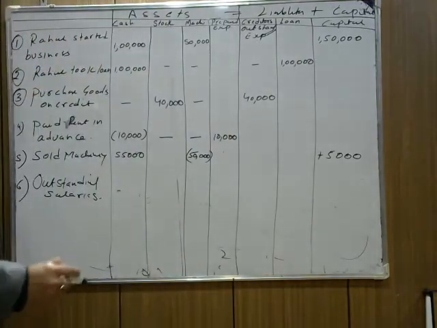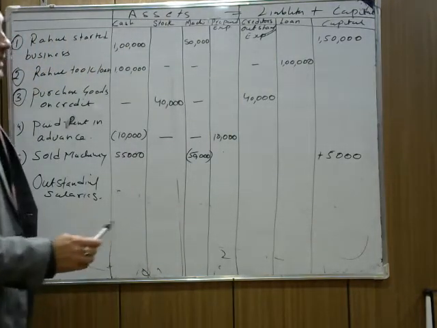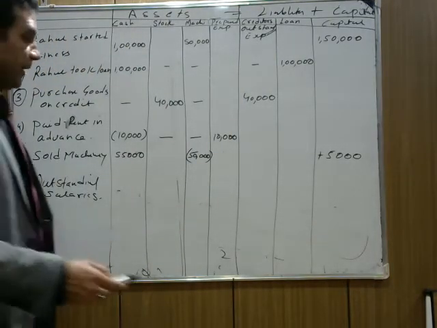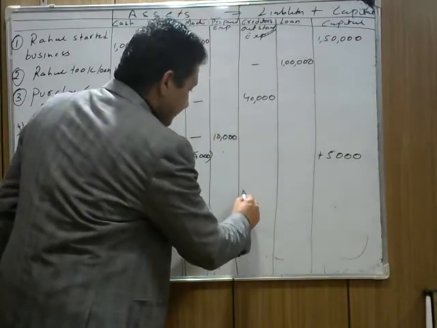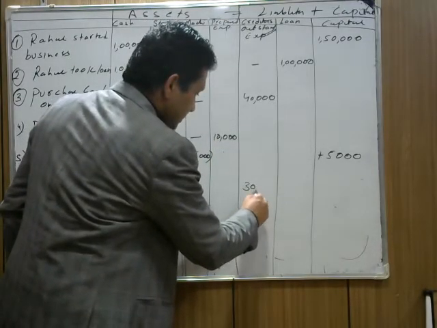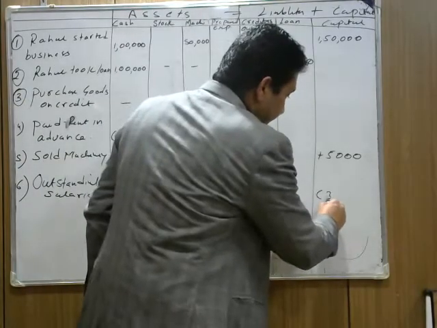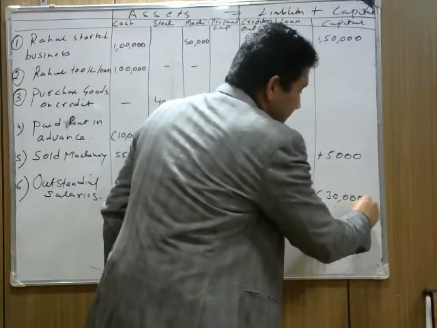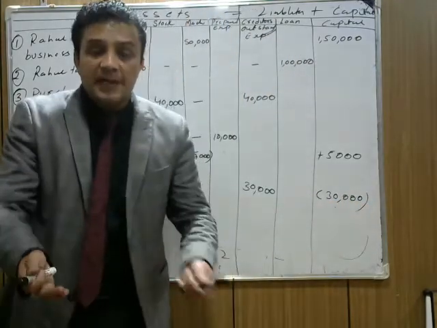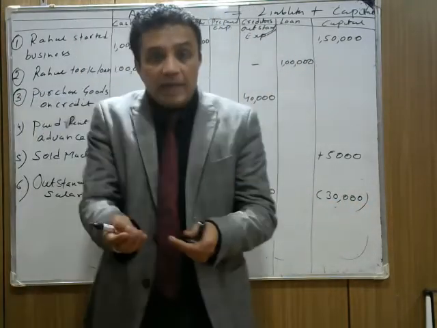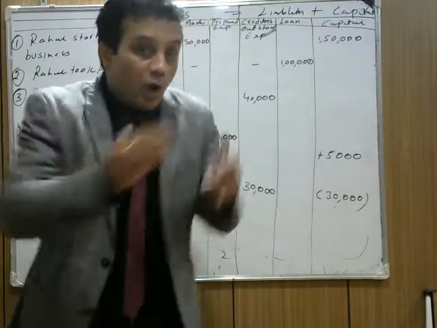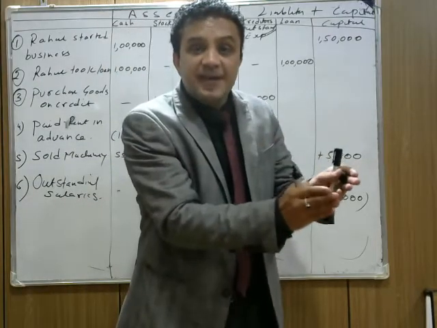So what are the outstanding expenses? You have to pay outstanding expense of rupees 30,000, which you did not pay. So it increases your liability. 30,000 increases the liability for the firm, but at the same time it decreases the capital, because it's an expense we have to pay, and all incomes increase the capital, all expenses decrease the capital.